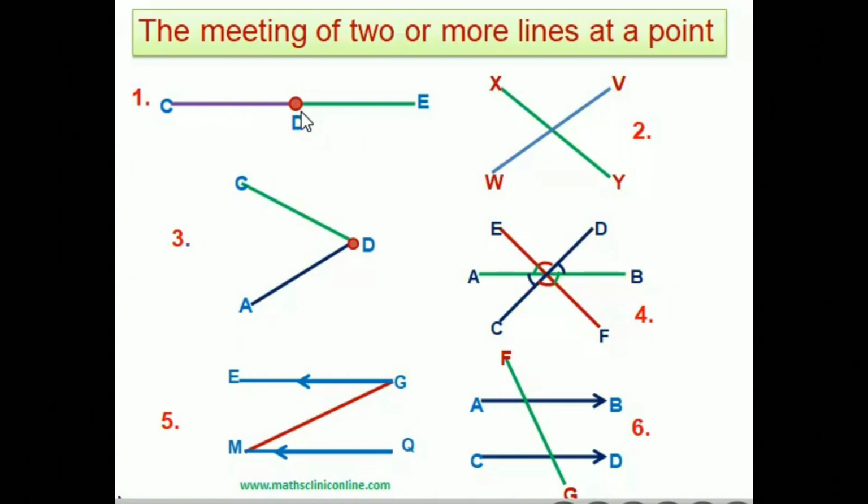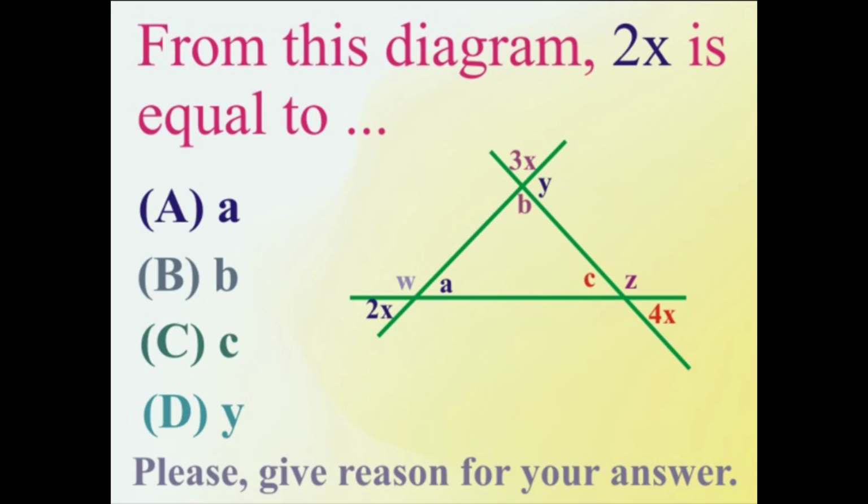Now look at number 2. We have 2 lines intersecting. Line XY, or we can call it line YX, then also line VW, they intersect at a point. When they intersect, 4 angles are created. How many angles created? 4 angles are created. Look at it. 1, 2, 3, 4. Beautiful.